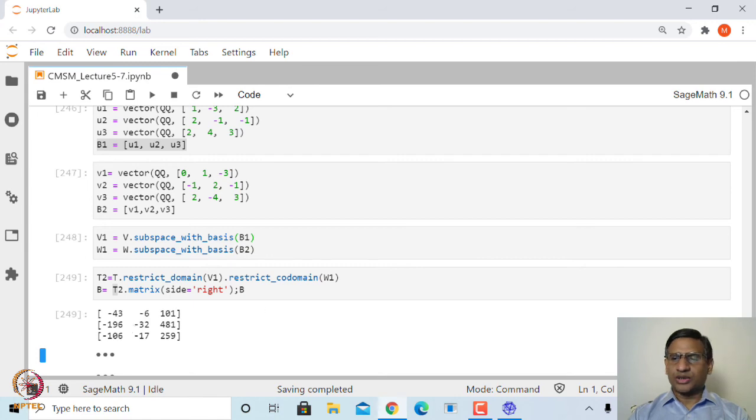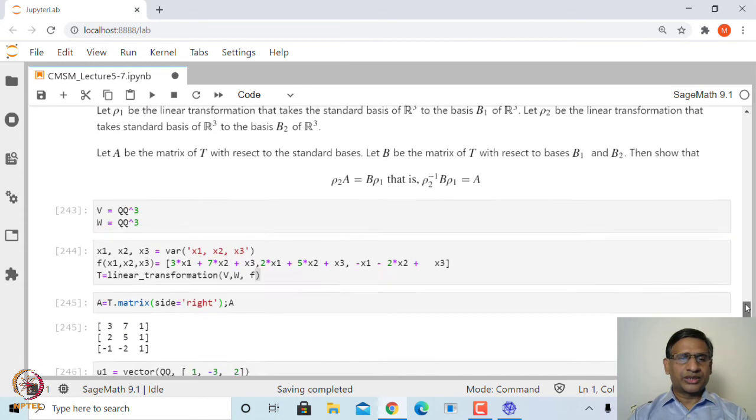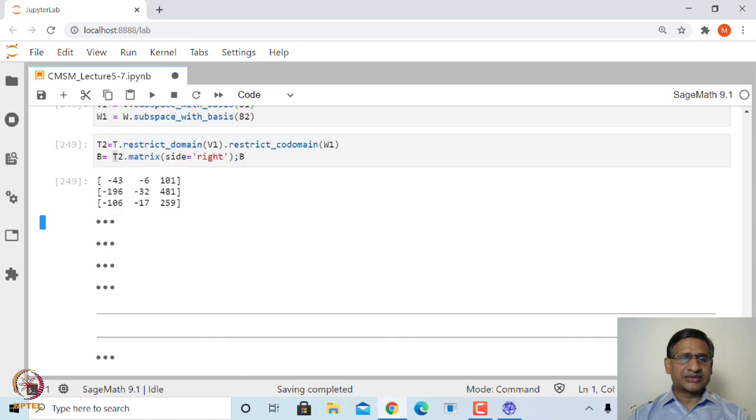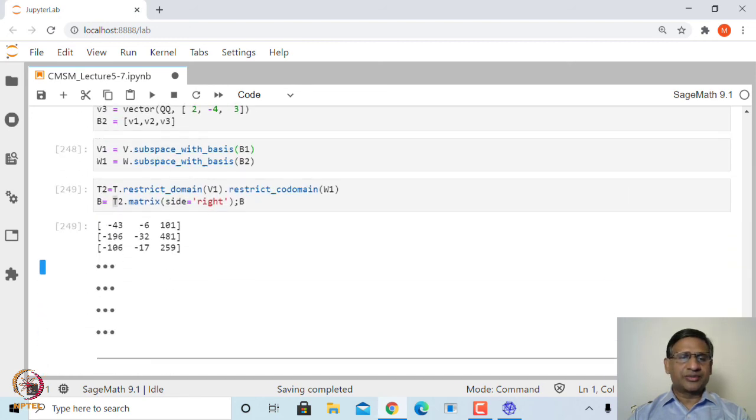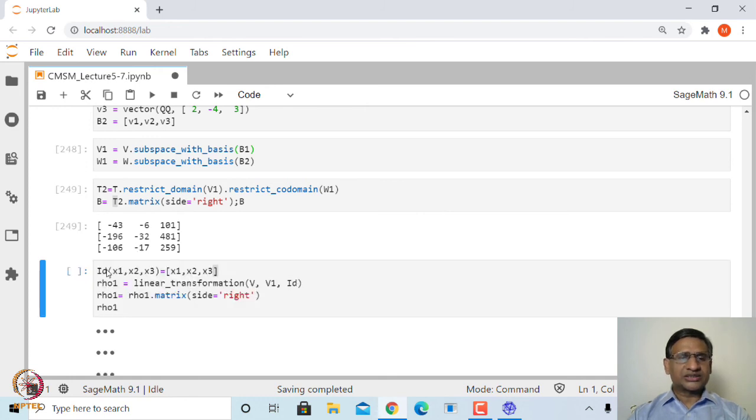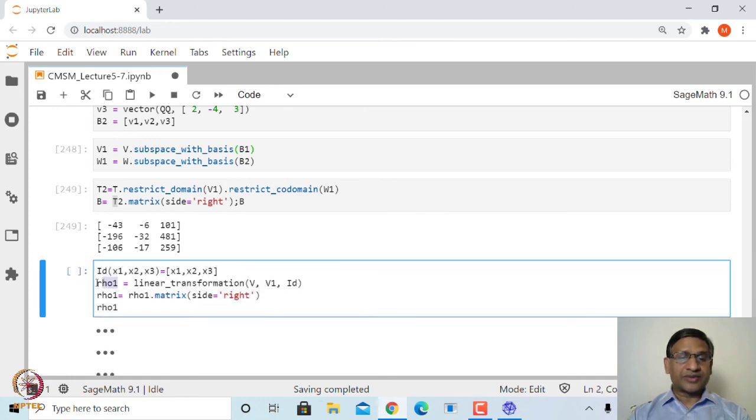We have found what the matrix A is over here. That's the matrix we calculated. Yes, this is the matrix A, which is with respect to standard basis. Now we have calculated matrix B with respect to the basis B1 and B2. Now let us find rho 1 and rho 2.